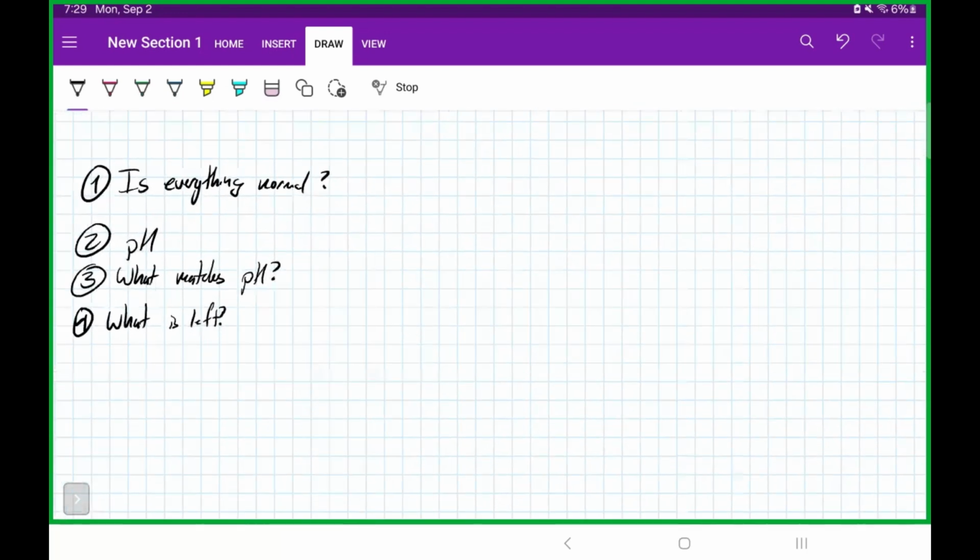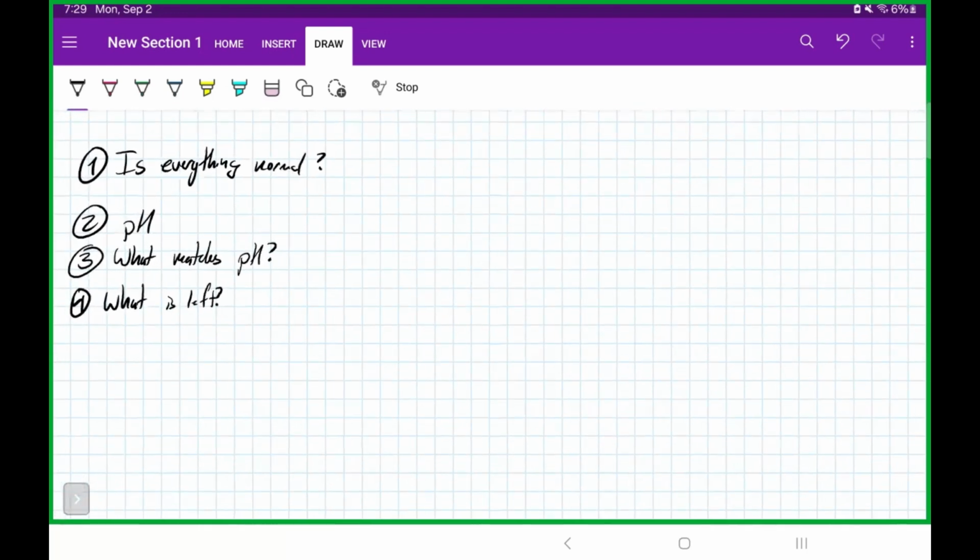And we're going to go through this same checklist, but with a different problem. So let's do pH 7.35, PaCO2 48, and HCO3 28.